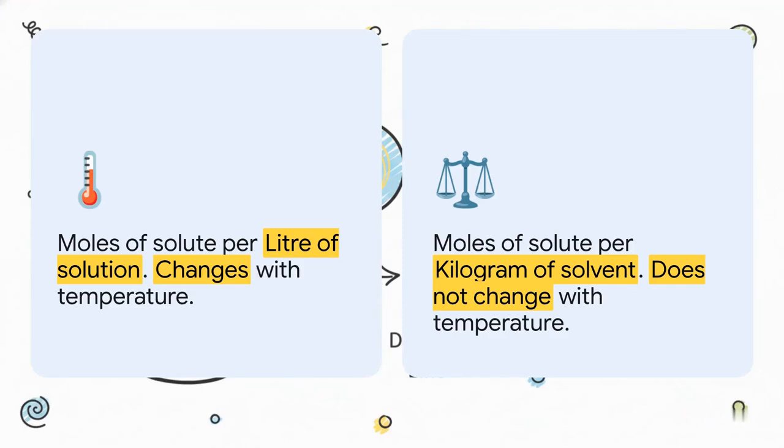Now listen up, because this is a classic exam question. Molarity with an R uses the volume of the entire solution. But what happens when you heat things up? They expand, so the volume changes. Molality with an L uses the mass of the solvent, and mass doesn't change with temperature. That makes molality way more reliable for serious lab work.